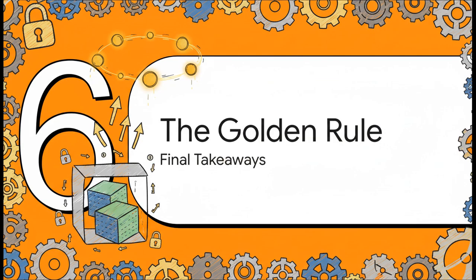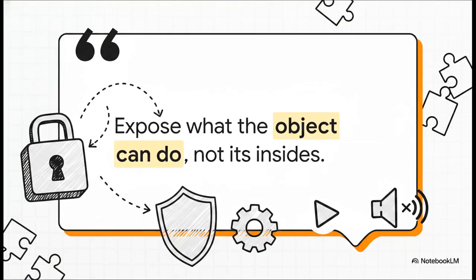Let's cement everything we've talked about today. Section 6, the golden rule, and our final takeaways. Okay, if you remember absolutely nothing else from this explainer today, remember this drop the mic quote. Expose what the object can do, not its insides. Your focus as a developer should literally always be on defining the behaviors and the methods of your class for the outside world, while keeping the actual raw data, the internal state, locked away safely.